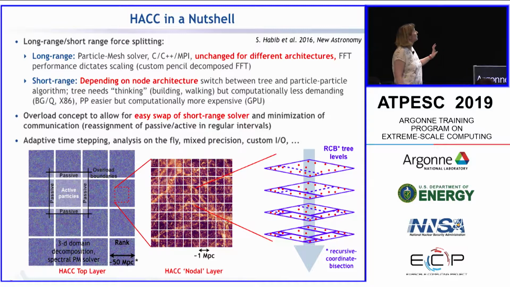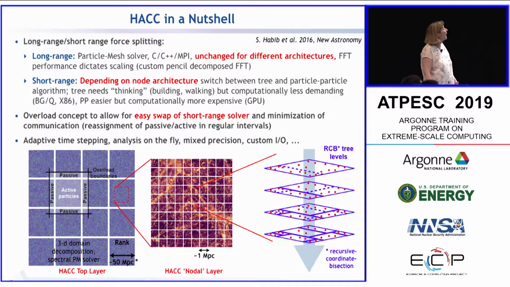And again, I'm not going to spend too much time on this. There's a paper up there where you can actually look at details. But basically, the idea is that you see the Hack top layer where you see the decomposition on the Opterons in this case, where you have large chunks of the universe, so you see 50 megaparsec roughly. And this is where you have a long-range solver. So this long-range solver is a very large FFT, very large fast Fourier transform, as large as you can get. And since the Opteron communication is good, this actually worked quite nicely.